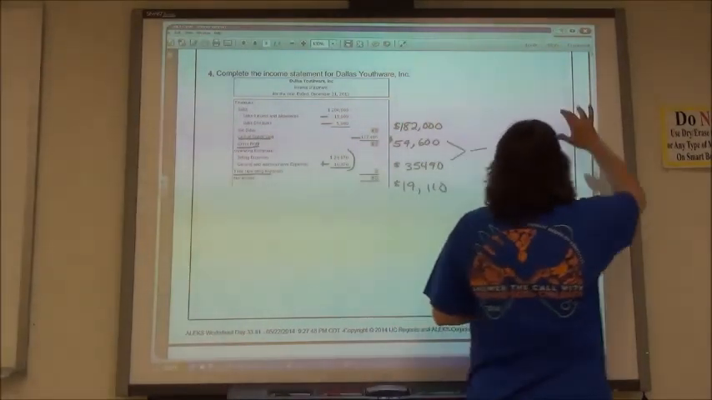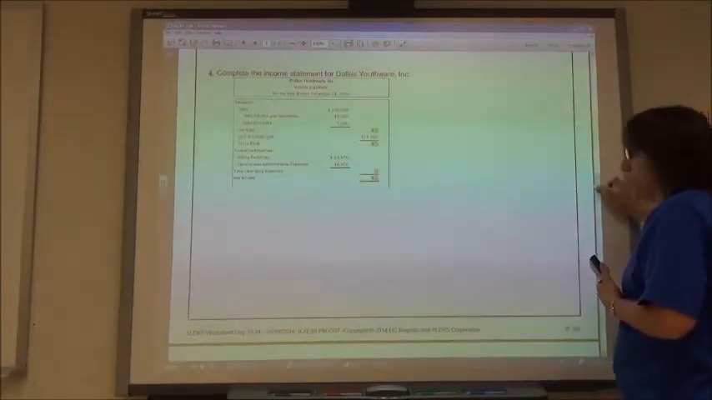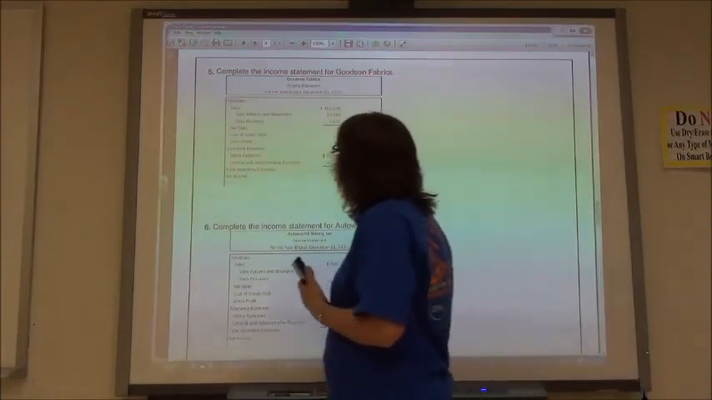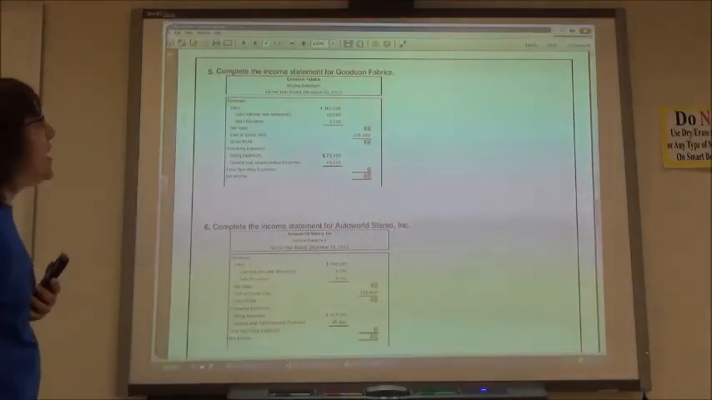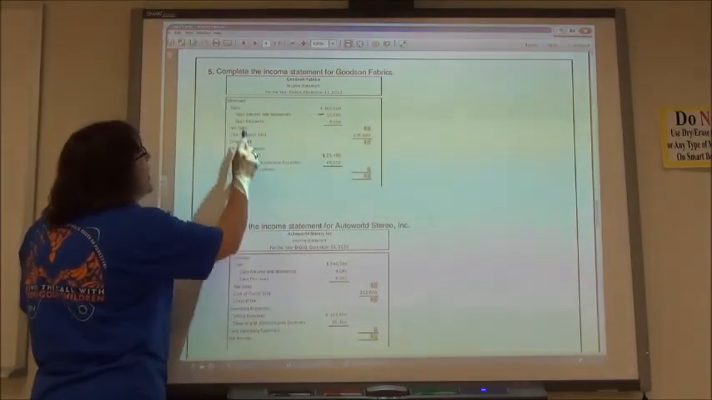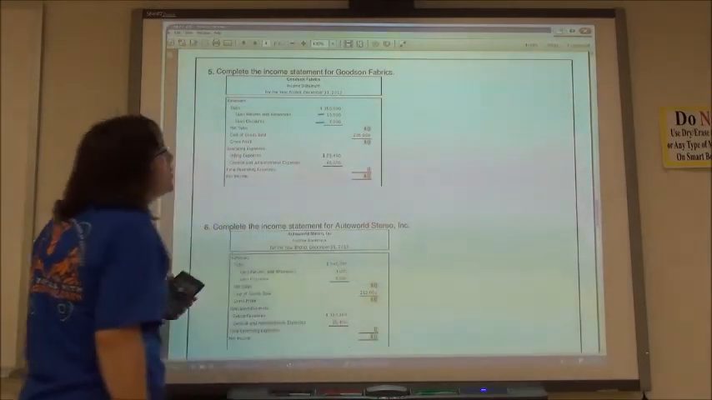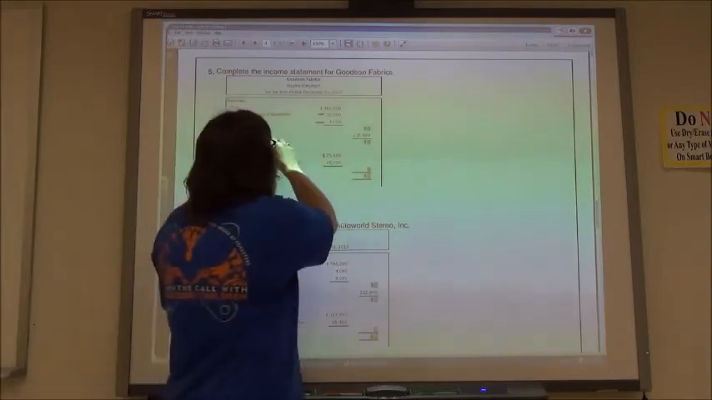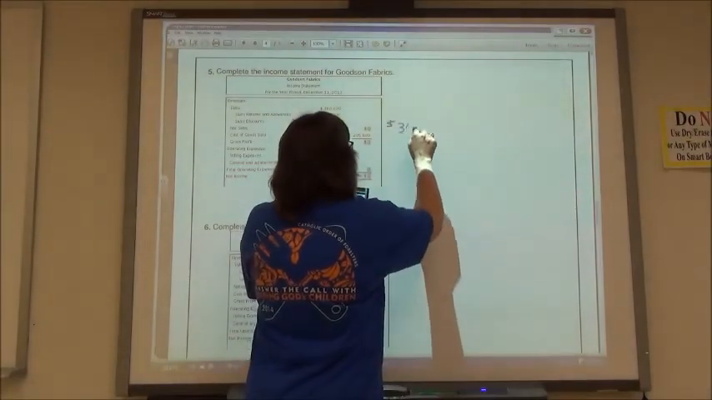So number 5, doing the same kind of thing there. Complete the income statement for goods and fabrics. I had sales of 360,000, but I had sales returns that I have to subtract off, and I had sales discounts that I have to subtract off. So my net sales, 360,000 minus the 10,000 in returns and allowances minus the 7,000 in sales discounts. So my net sales, 343,000.